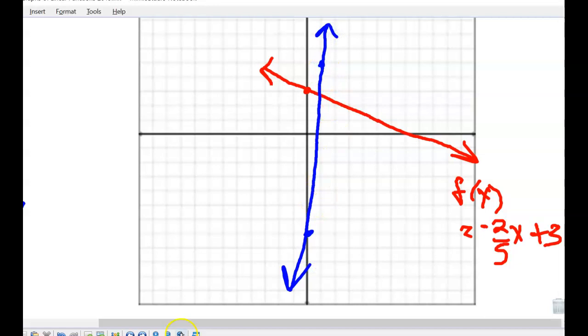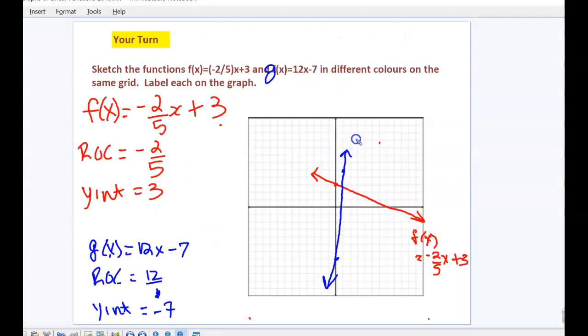And if you look at the 2 equations, so this is g of x, which is equal to 12x minus 7. Notice that this rate of change is positive. That graph is going uphill. The red graph's rate of change is negative. The graph is going downhill.